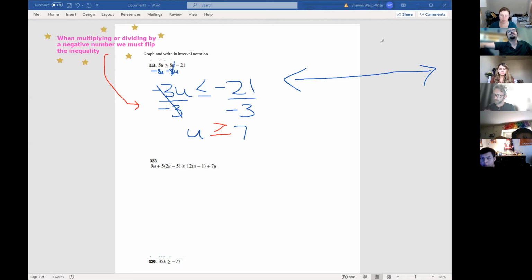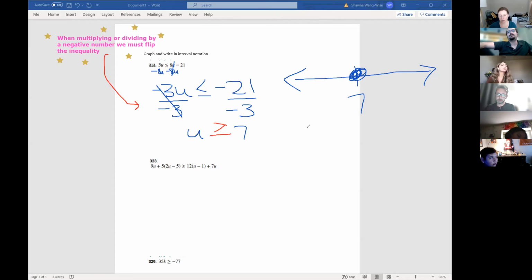All right, so let's go back to our number line. You're going to put the 7 on the number line. Is it going to be an open or closed circle? Should be a closed circle. Good. And then right now it reads u is greater than or equal to 7.